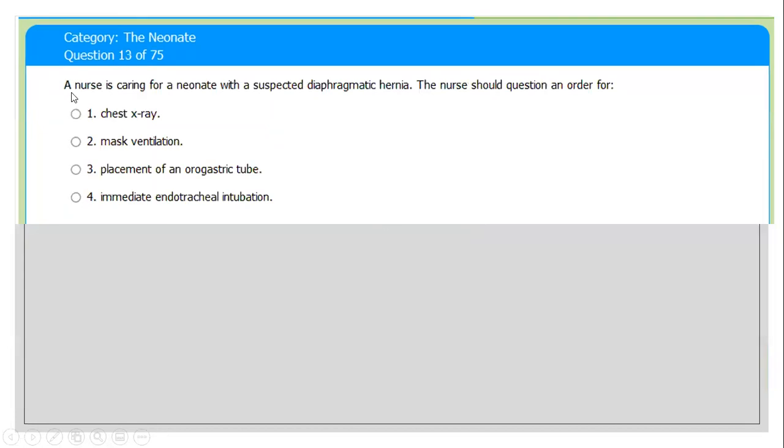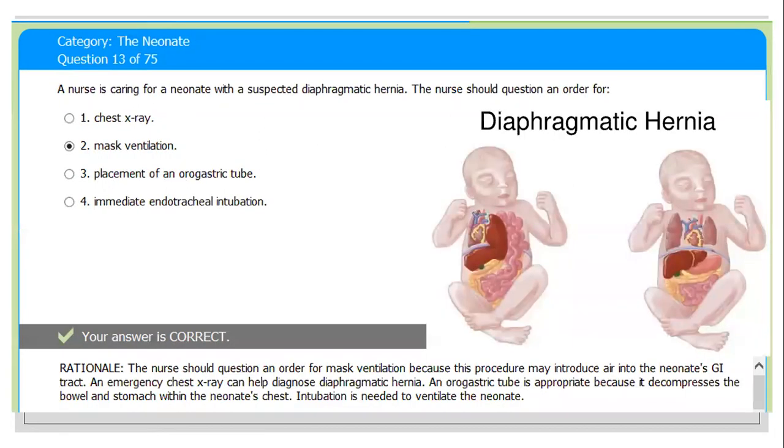Next question. A nurse is caring for a neonate with suspected diaphragmatic hernia. The nurse should anticipate which orders? Number 1, chest X-ray. Number 2, mask ventilation. Number 3, placement of an orogastric tube. And number 4, immediate endotracheal intubation. The correct answer is mask ventilation. So what is a diaphragmatic hernia, right?